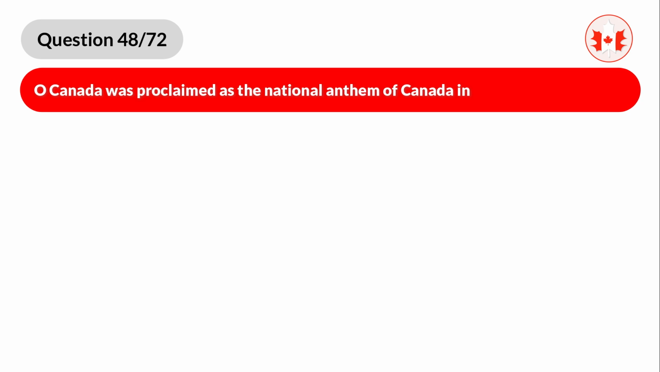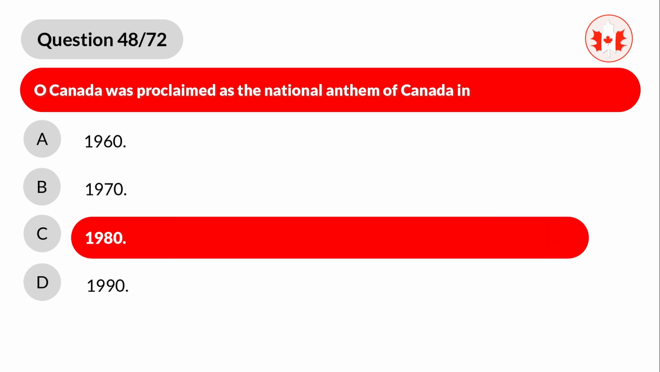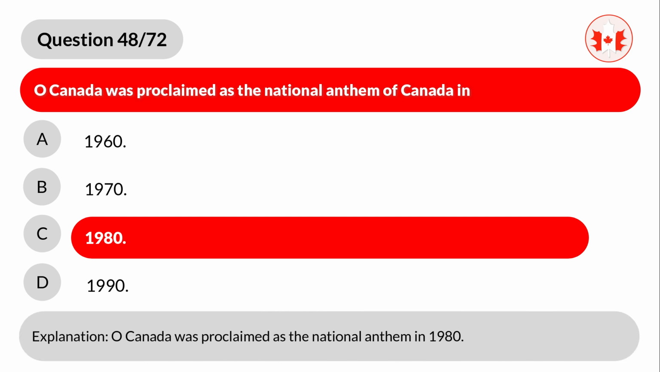Question 48. O Canada was proclaimed as the national anthem of Canada in A. 1960. B. 1970. C. 1980. D. 1990. The correct answer is C. 1980. Explanation: O Canada was proclaimed as the national anthem in 1980.